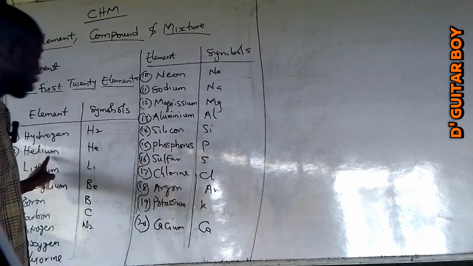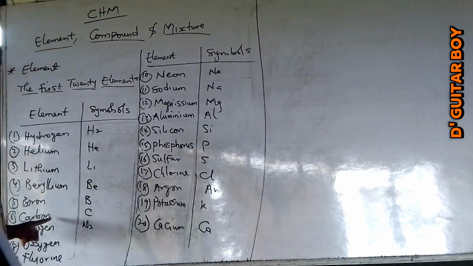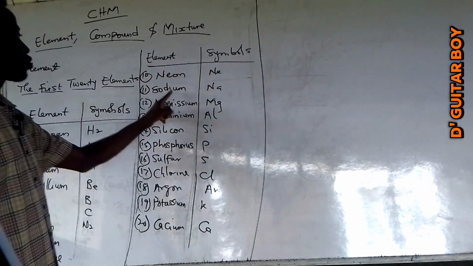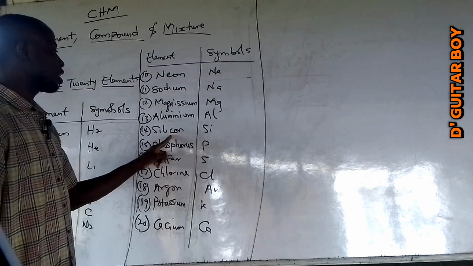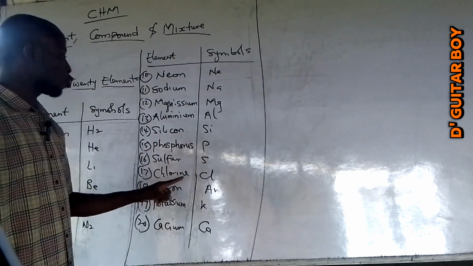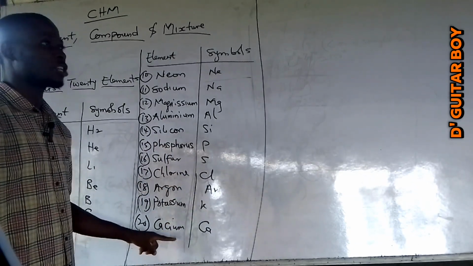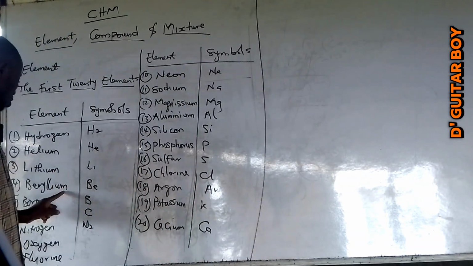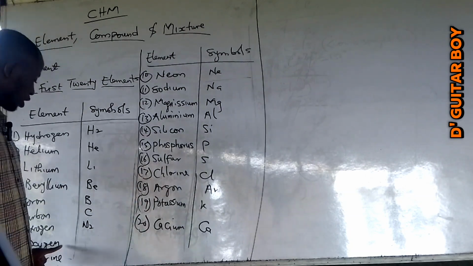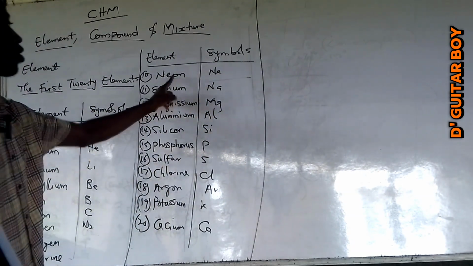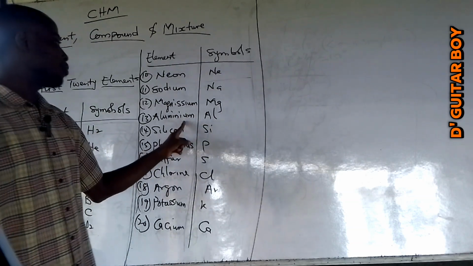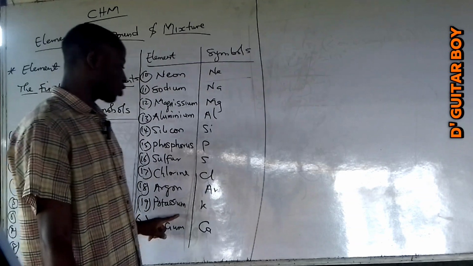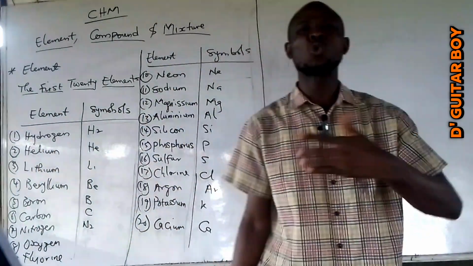Hydrogen, helium, lithium, beryllium, boron, carbon, nitrogen, oxygen, fluorine, neon, sodium, magnesium, aluminium, silicon, phosphorus, sulfur, chlorine, argon, potassium, calcium. You can even use it to form your own song, whichever way.